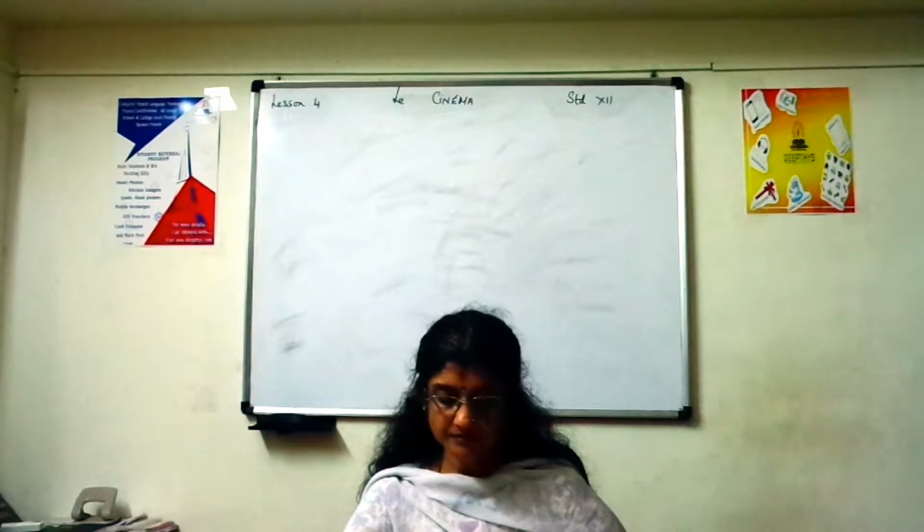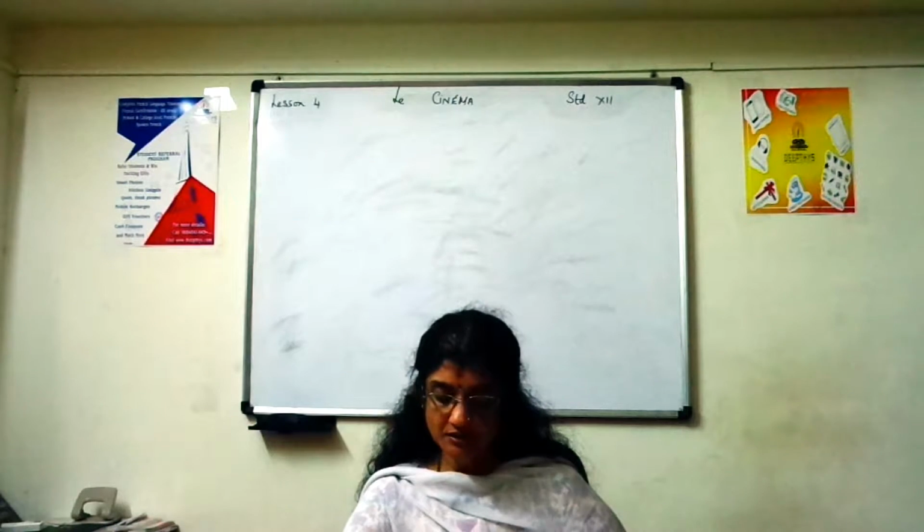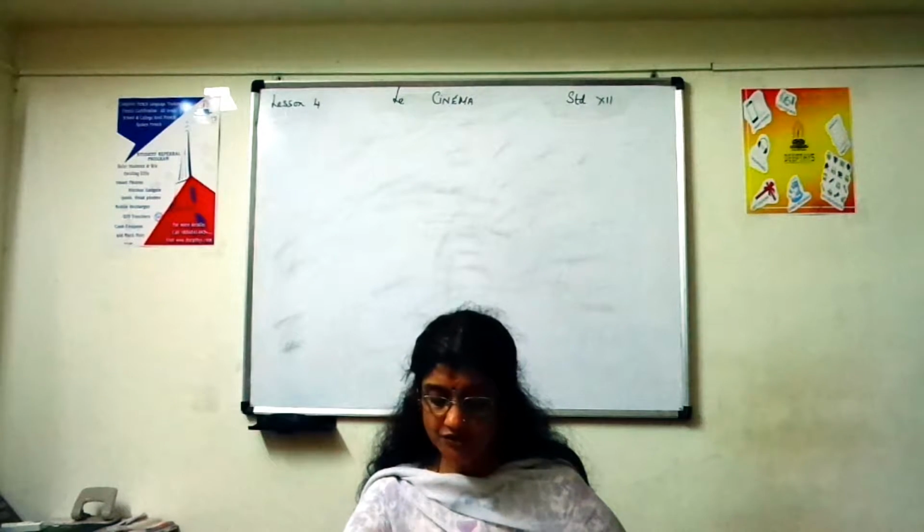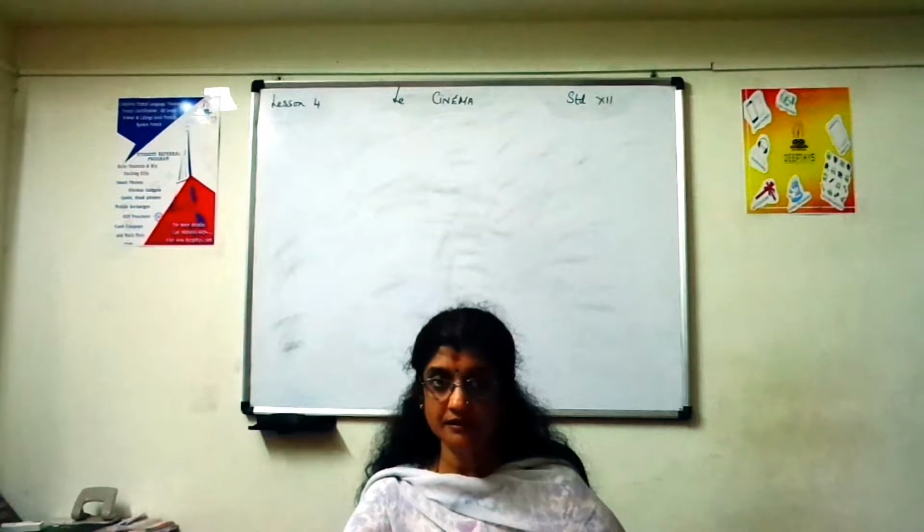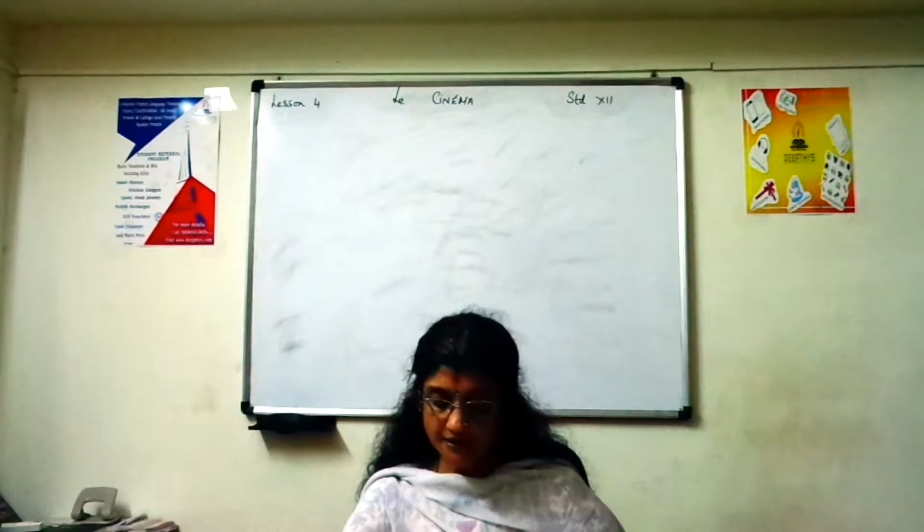We go to the next sentence. Les acteurs ont dash le rôle à la perfection. The actors dash their role to perfection. So here it is either interpreted or performed. The meaning of interprété is either interpreted or performed. So you can understand it as, Les acteurs ont interprété le rôle à la perfection, which means the actors performed their role to perfection.